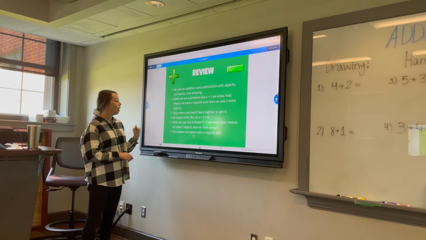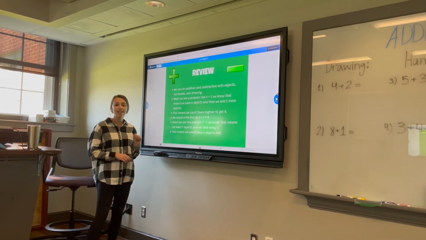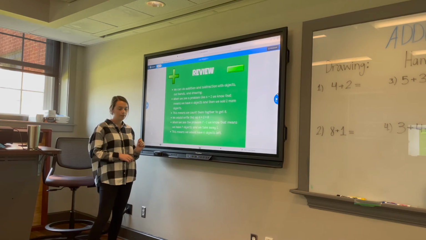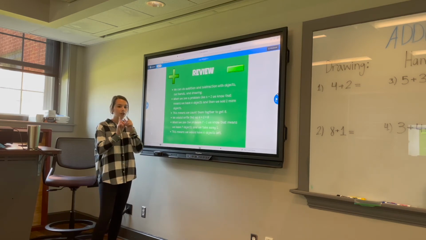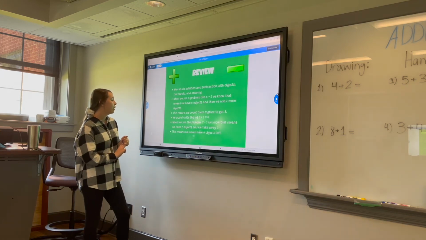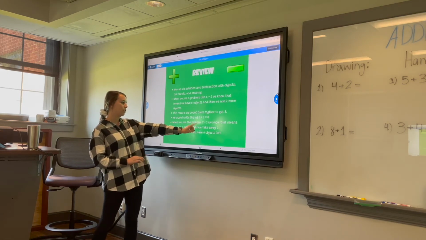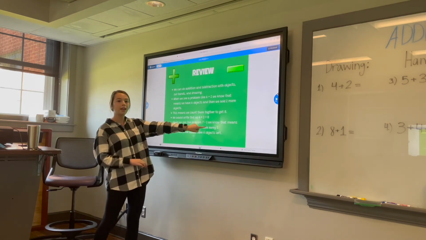So if we see the problem 7 minus 1, we know that this means we have 7 objects and we take away 1. We know that we can do this with our teddy bears, we can do it with our hands, and we can do it using drawings. So this means that we would take away 1 from 7 and we would have 6 objects left. So 7 minus 1 equals 6.